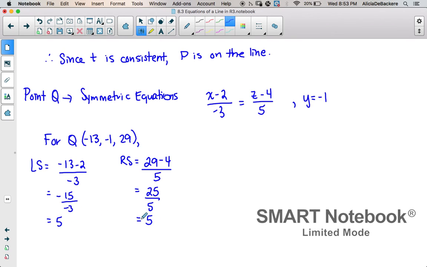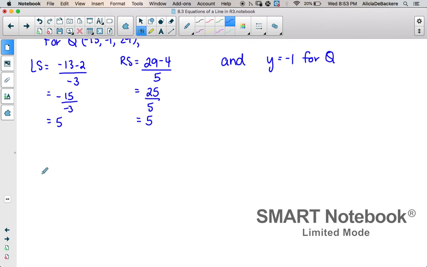And so therefore we've got left side equals right side, and so we do know that the point Q satisfies this first symmetric equation. We need to check the second symmetric equation. And what do you know, in our equation here, the y value is -1. So now that I've checked both pieces of the symmetric equation, I'll just write my summary. Since Q satisfies the symmetric equations, Q is on the line.